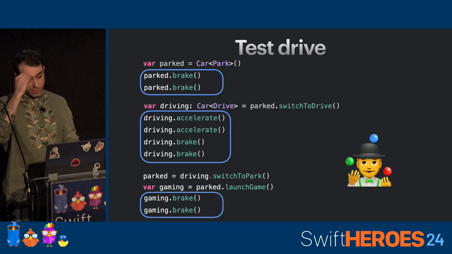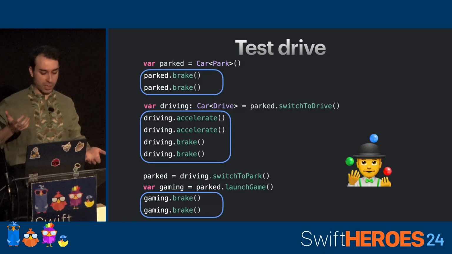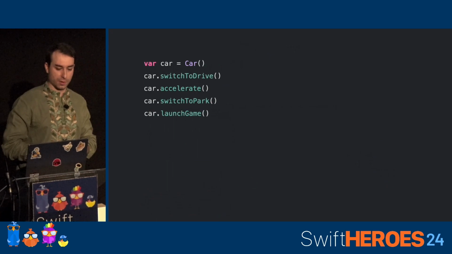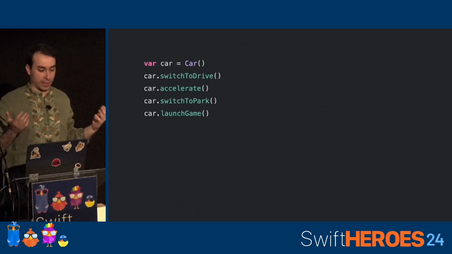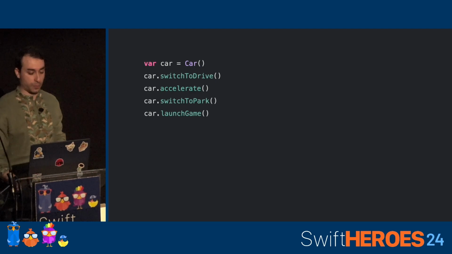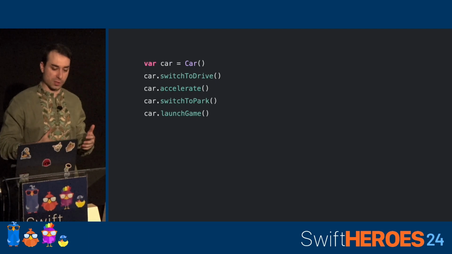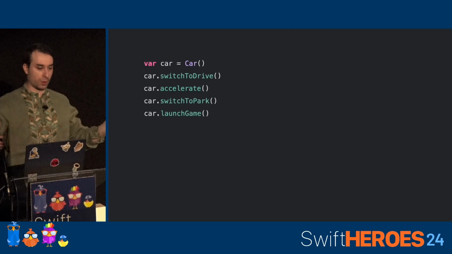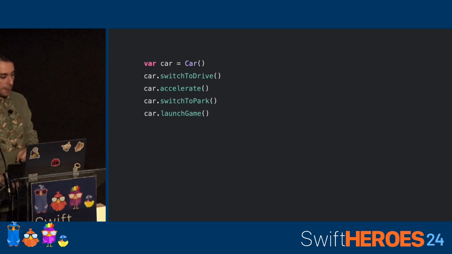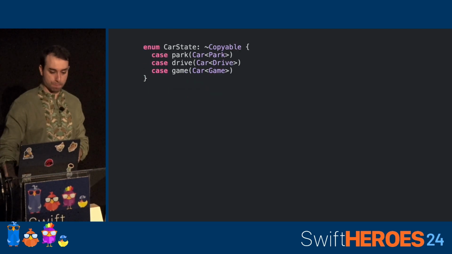Okay, but we still have this problem where we have these 3 variables which we juggle: parked, driving, and gaming. This kind of sucks, because what we want is just a normal API where we have a single variable and we switch between types, right? Essentially we want polymorphism in this sense, meaning a single type on which we call all these different functions rather than different types. So how to achieve this? We don't need any abstractions like protocols.